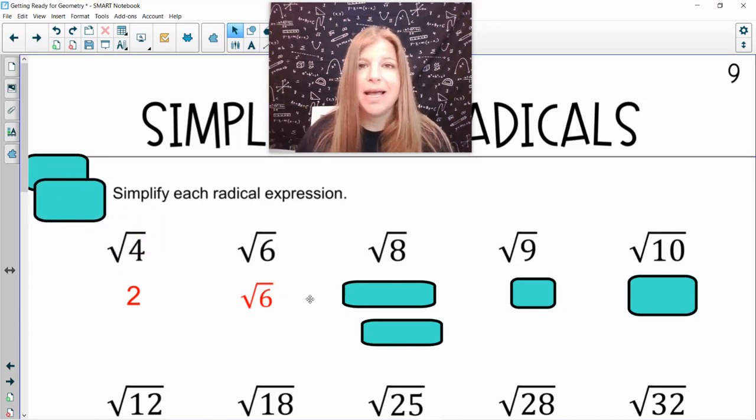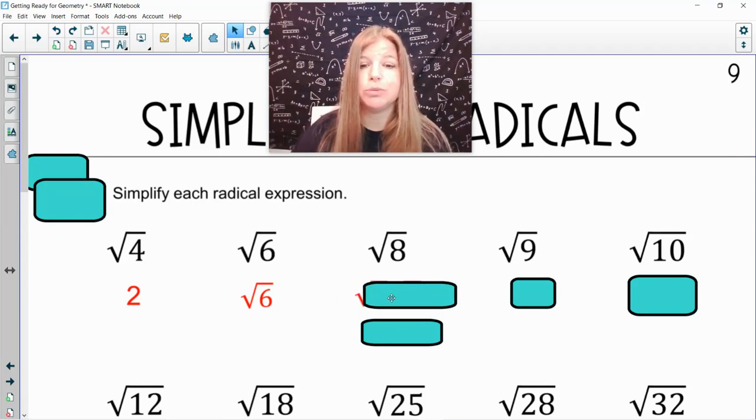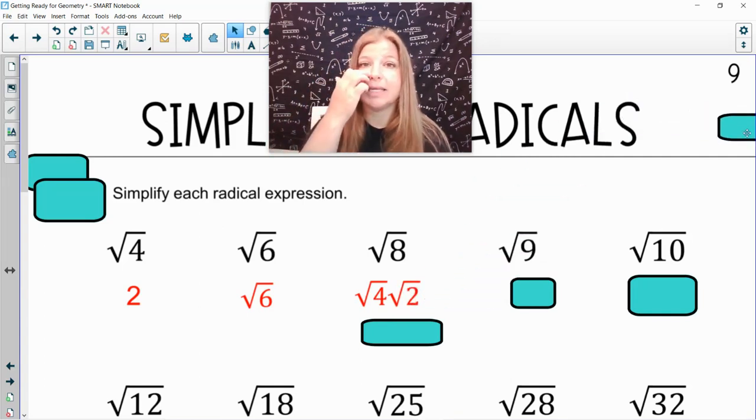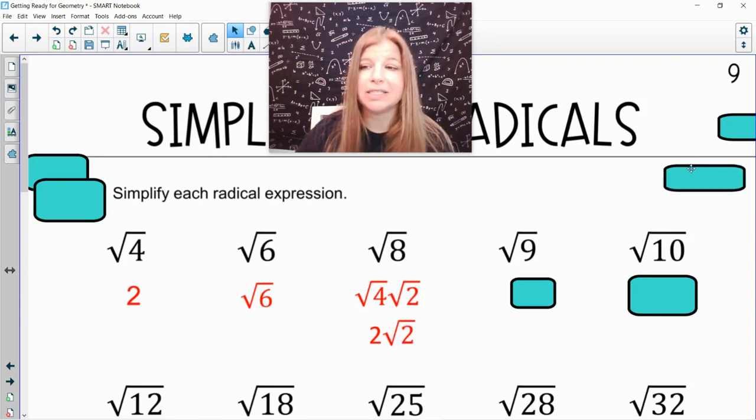How about 8? 8 is not one of our perfect squares, but think about your perfect squares. 4 divides into 8. 4 times what is 8? 2. So I would break this up into radical 4 times radical 2. Now the reason for that is I pick the biggest perfect square that divides into 8, which is 4. There's nothing bigger. And I know the square root of 4 is just 2. So the square root of 4, this part here, simplifies to 2, and then we don't know the square root of 2. So we leave it as square root of 2.